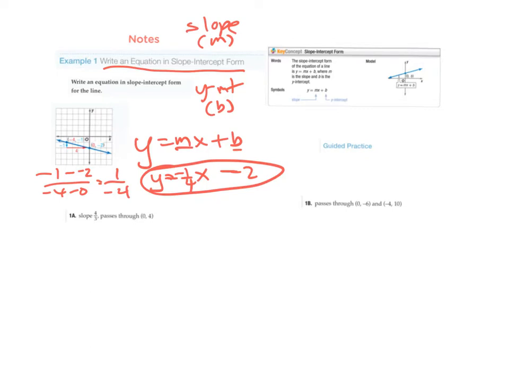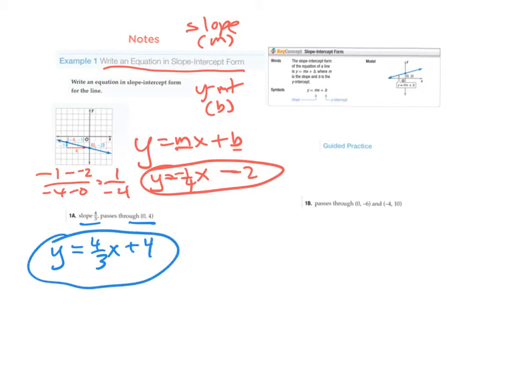So let's look at our next problem here, where they give us a slope, but they give us a point, but the point is the y-intercept, and so all we have to do is fill in the m and the b. The m is the 4/3, and the y-intercept is 4, so it's a +4, and so we have our equation. Remember, we're only trying to find the slope and intercept, and the y-intercept is always when x equals 0. So that's where x equals 0, so that's the y-intercept.